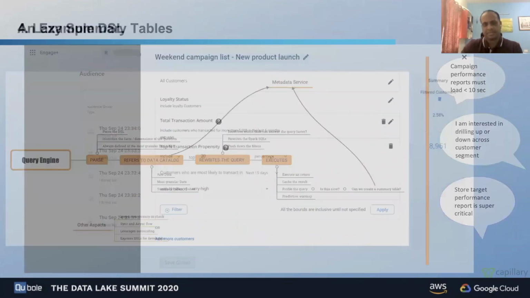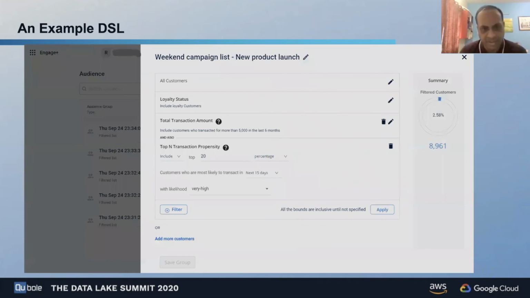An example DSL, as I was mentioning, could be on our marketing product, which is say: include all the loyalty customers, include customers who purchased more than 5,000 in the last 6 months, who have the top 20% of the transaction propensity.